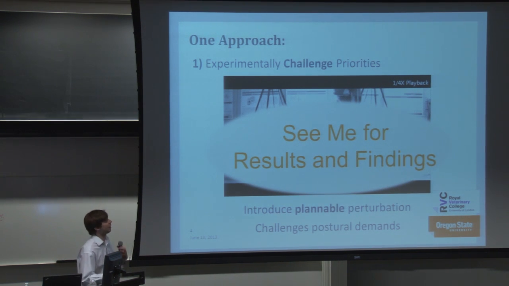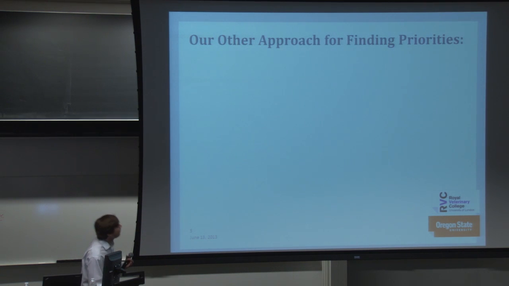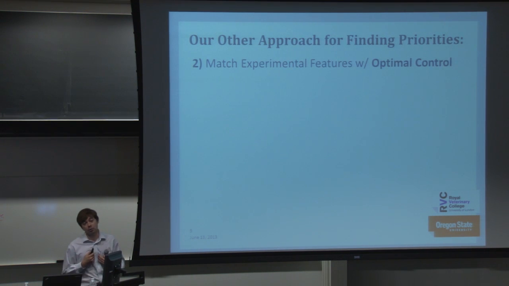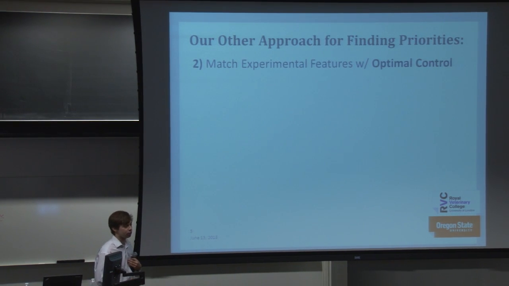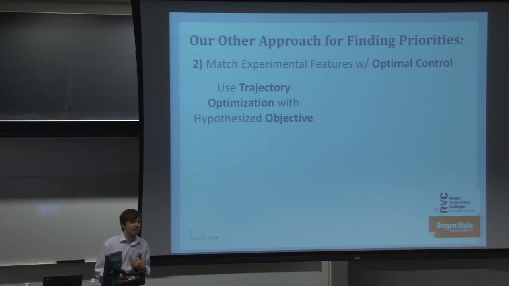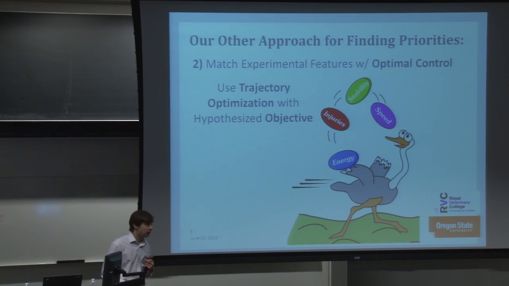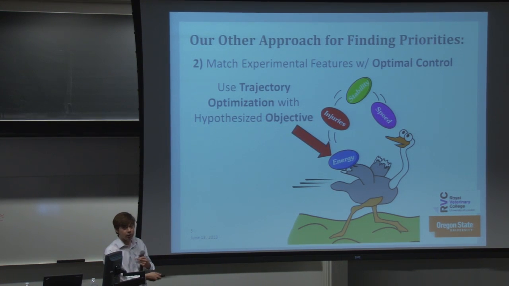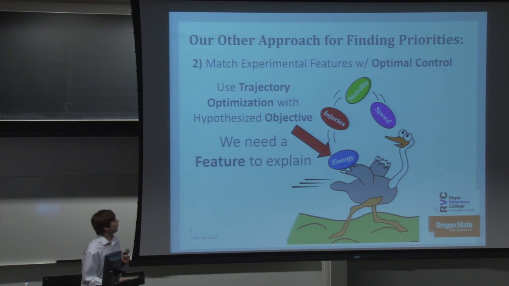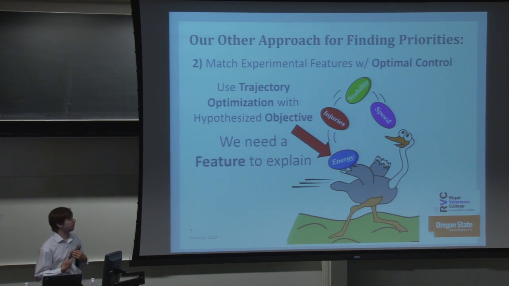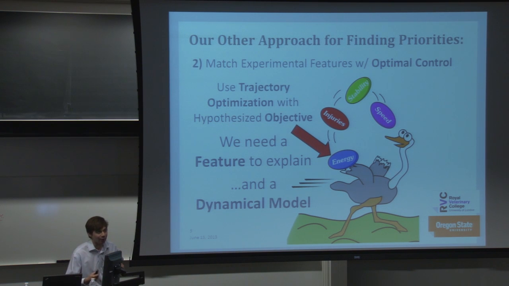I can't go into them here because I have the second method to show, which is matching things with optimal control. I want to match experimental features by taking a hypothesized objective and doing trajectory optimization. So back to our little cartoon ostrich, this is our great opportunity to look at energy cost. So that's good, but we still need a feature to explain and a dynamical model. Now this is my long-winded explanation of why you want a unified model across species.